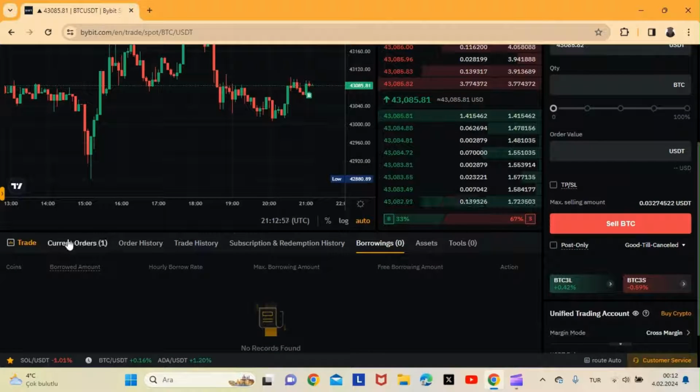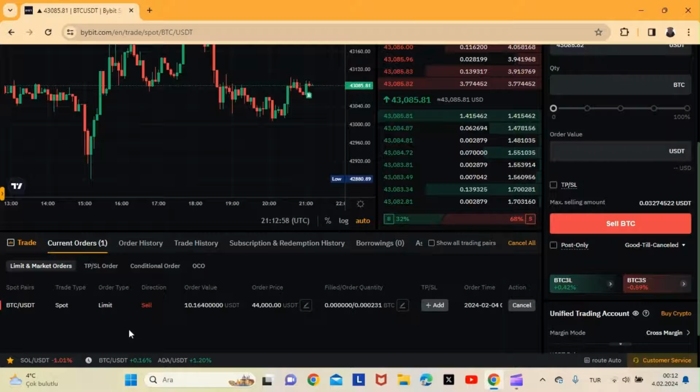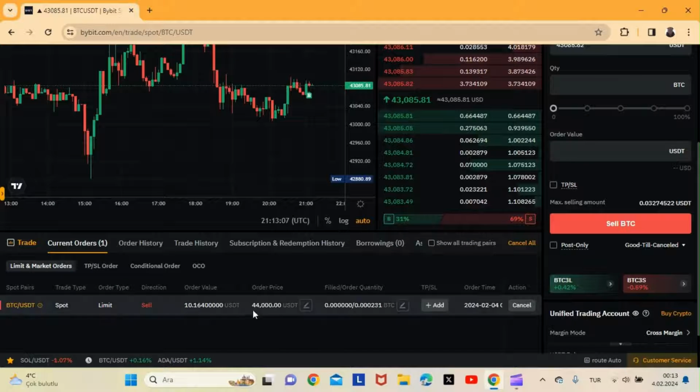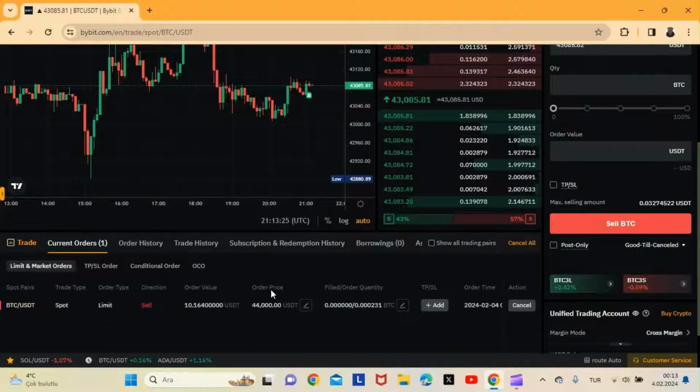Now we come back to current order. Previously this was buy, right? Now this is sell. I want to sell my Bitcoin when it reaches 44,000. As soon as Bitcoin reaches 44,000, the order is going to be triggered immediately. Which means I bought at 43,000 and I'm going to sell at 44,000. I'm going to make profit. So this is how you make money doing spot trading.